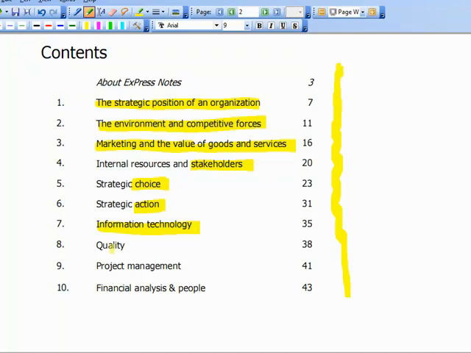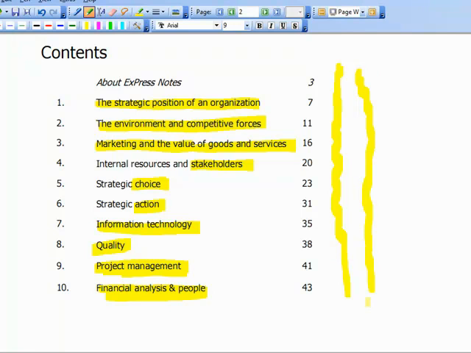Chapter 8 then has a look at quality. Introduces us to items such as TQM, Total Quality Management. Chapter 9, project management. How do we manage projects? Chapter 10, looking at financial analysis and people. So that gives us really very much an overview of what we're going to be covering in this course.